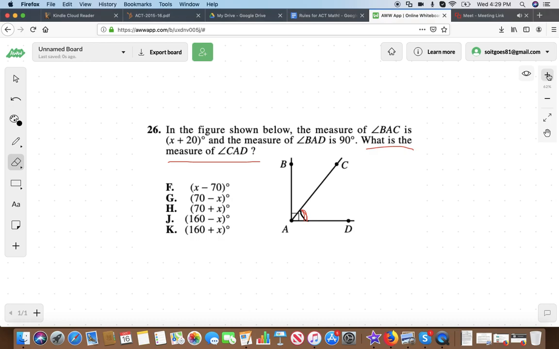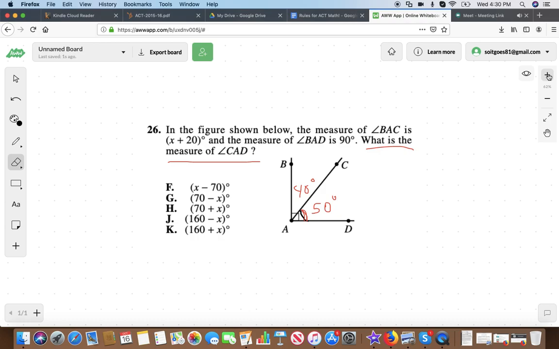Maybe 50. Yeah, 50 is a great guess. It's close to half, but it's a little bigger than half. So let's say BAD is 50 degrees. Does that make sense? Okay. And that would make BAC how many degrees? BAC, 40. That'd be 40 degrees, right? They've got to both add up to 90 degrees.